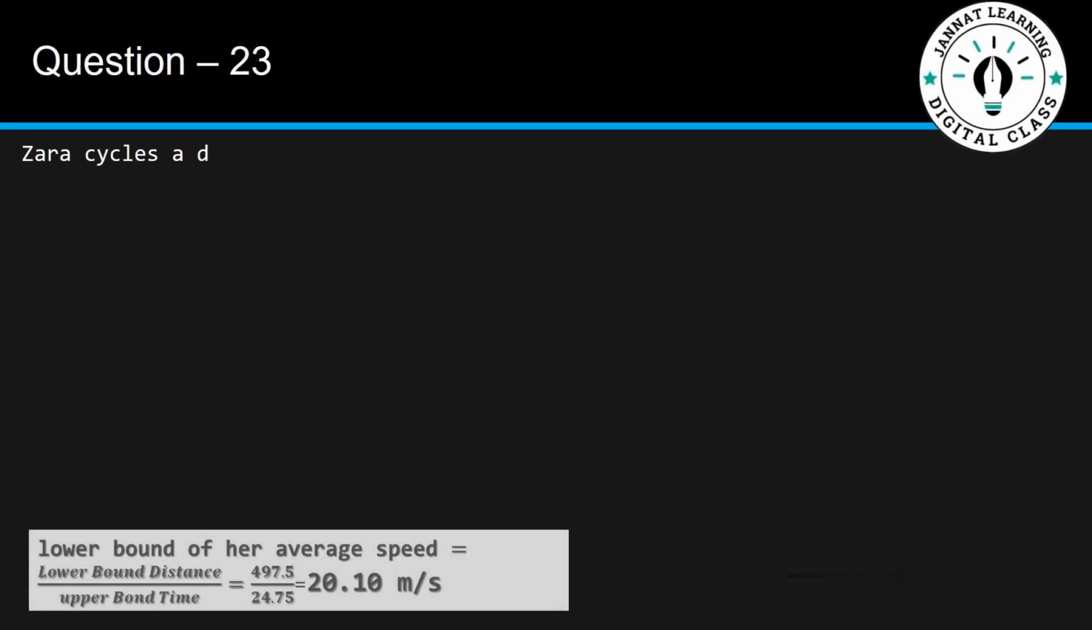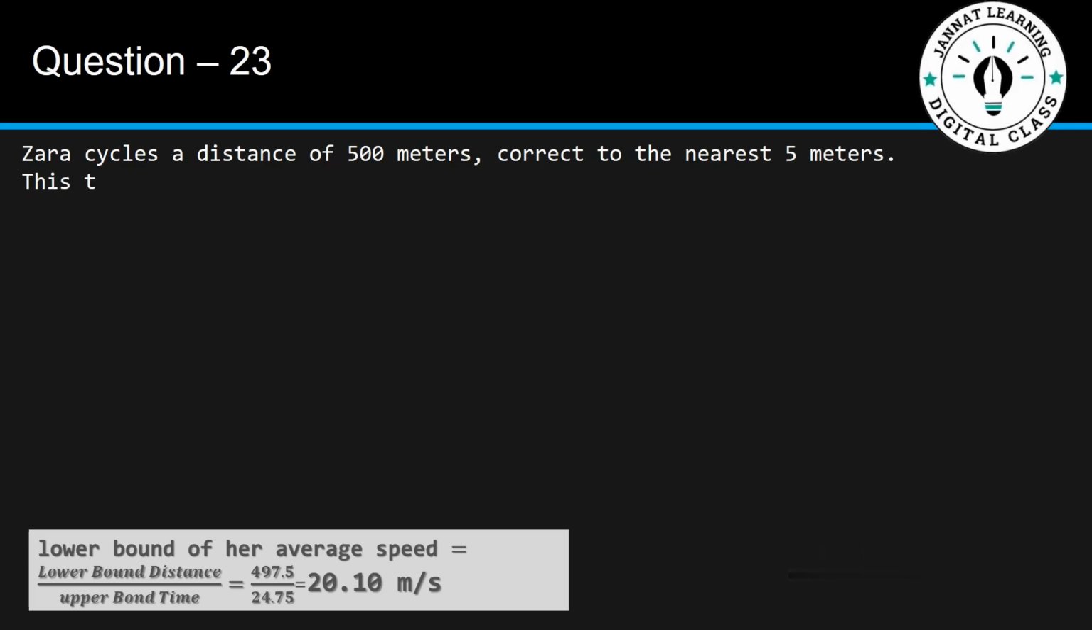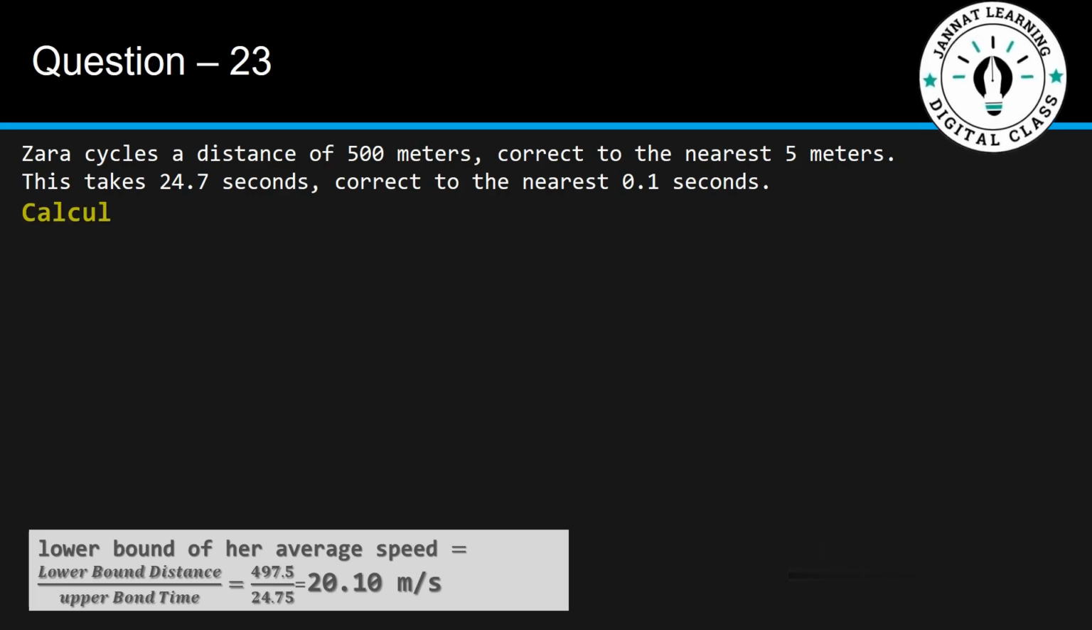Zara cycles a distance of 500 meters, correct to the nearest 5 meters. This takes 24.7 seconds, correct to the nearest 0.1 seconds. Calculate the lower bound of her average speed.